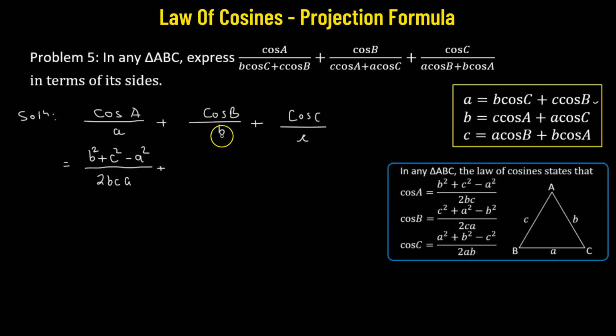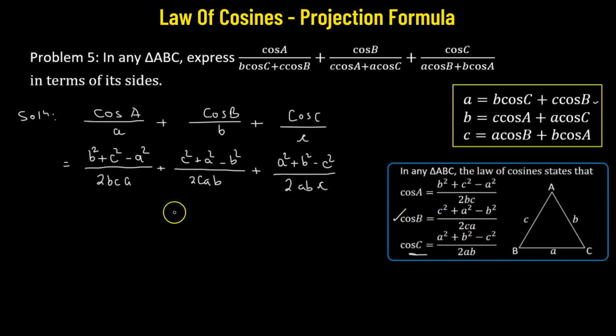Then going to the second term, we have cosine of B in the numerator. So cosine of B, that's simply c squared plus a squared minus b squared divided by 2ca. And we have b in the denominator. And the final term, we have cosine of C in the numerator. So cosine of C, that's simply a squared plus b squared minus c squared divided by 2ab. And we have c in the denominator.